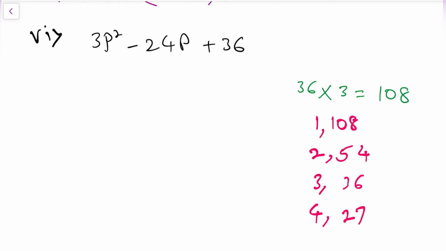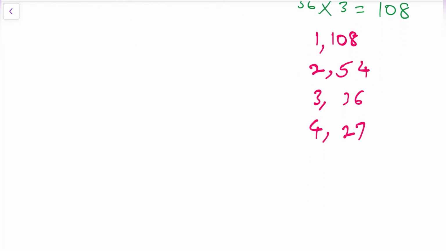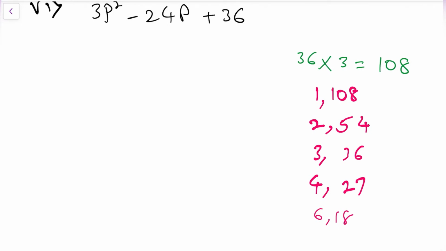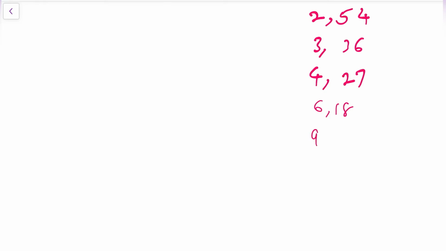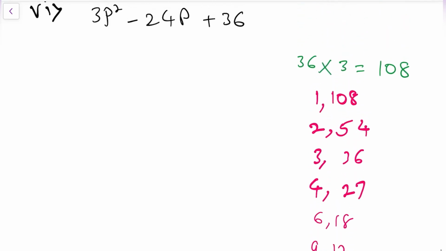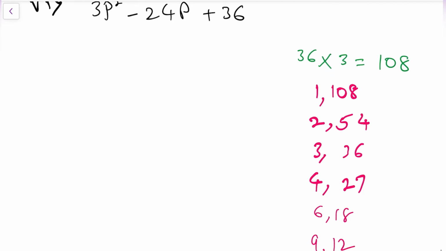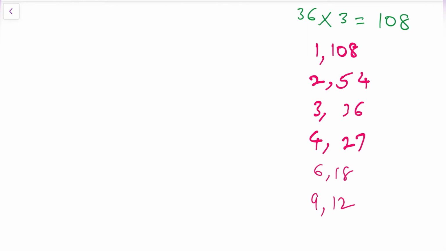But where will it come in 6 table? 108, 6 18s. Next, 7 table it won't come. Then 8 table it won't come. 9 table it will come. Where? 12 9s 108. So 9, 12. Next, 10 table it won't come. 11 table it won't come. Again in reverse, 12 9s, 18 6s, 27 4s, 36 3s, 54 2s. So total 6 pairs are possible.